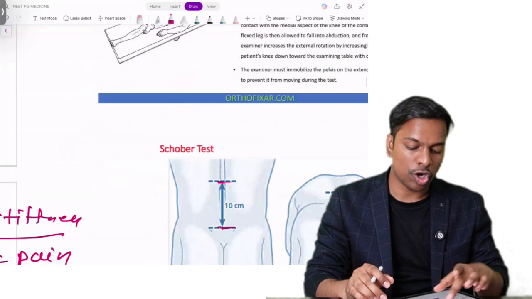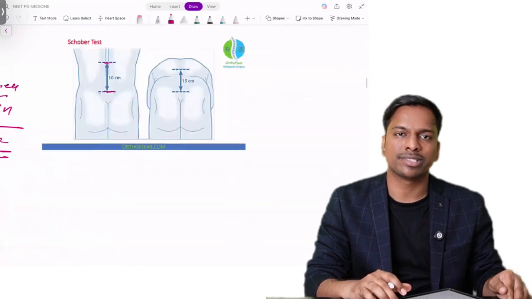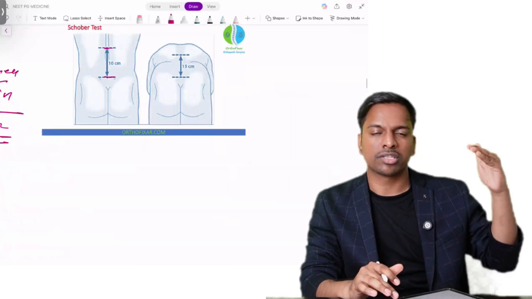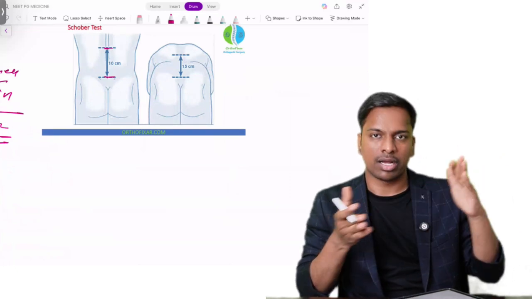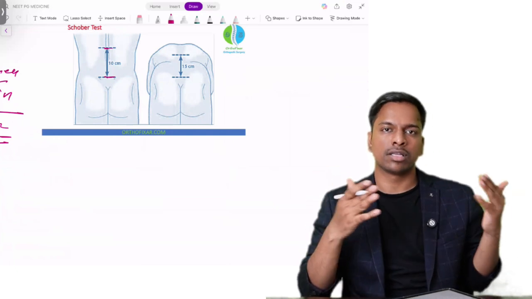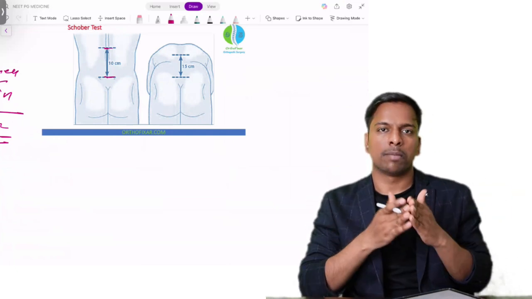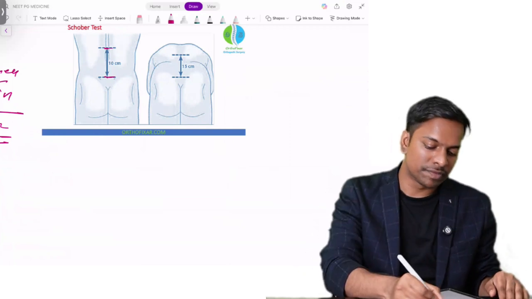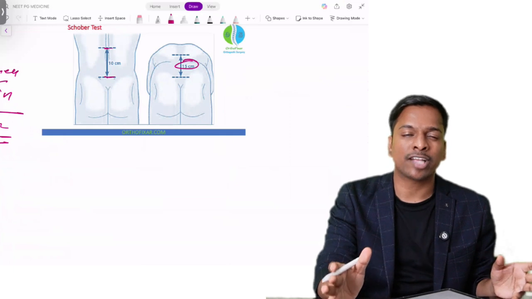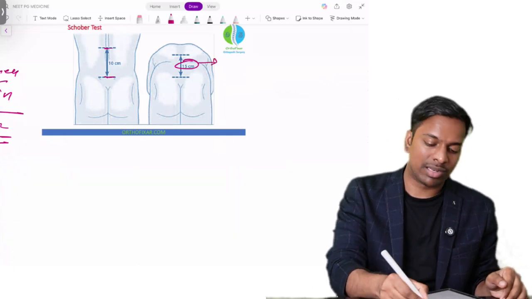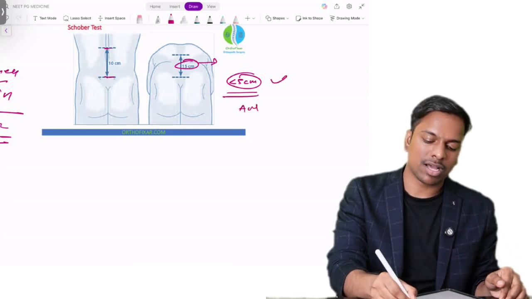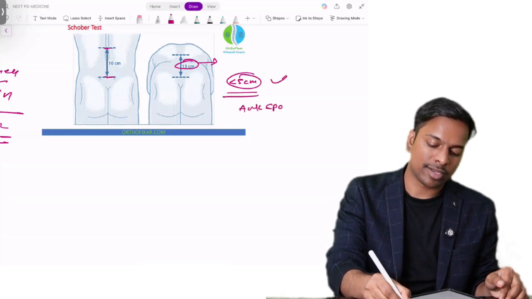Now moving on to Schober's test. Schober's test is also done for ankylosing spondylitis. Basically, we mark two points, one at the thoracic level and one at the lumbar level, and the distance should be 10 centimeters. When someone flexes, there is an increase in the spinal length by around 5 centimeters. That means the distance will become 15 centimeters if somebody flexes the spine. But if they have ankylosing spondylitis, this increase in length will be less than 5 centimeters. That tells us the spine is fused.